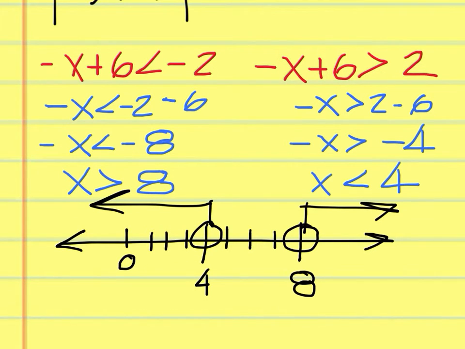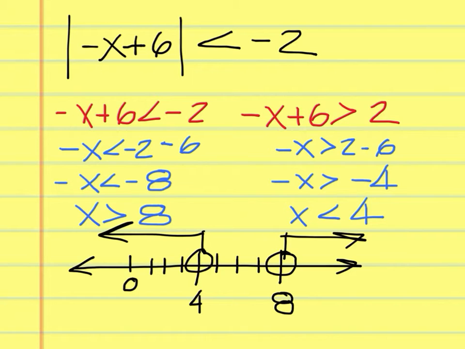But go through and actually check each one of these. Choose 0 for this side. If I put a 0 in here, I come back with a 6, and it's not less than negative 2. If I go here and choose a 5, I come back with a 1, and it's not less than negative 2. And if I choose a 10 here, I come back with a negative 4, which turns into a positive 4. It's not less than negative 2, so there is nothing there. That would be no real solution.